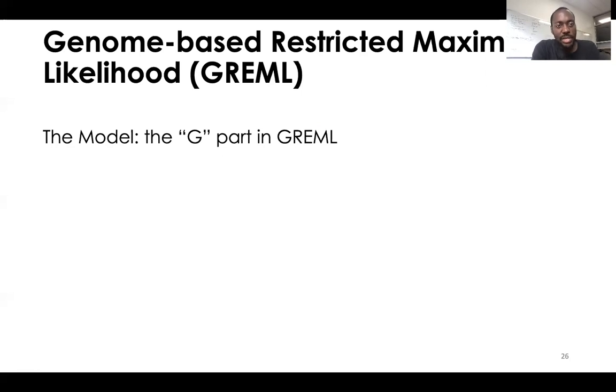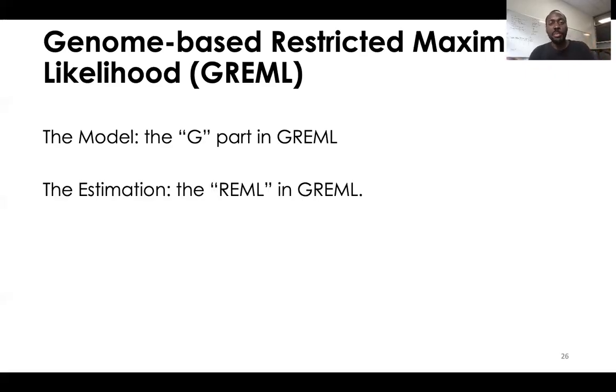I'd like now to break down GREML as a method into two parts. There is the G part, which is the genetic part, and which I will spend a bit more time explaining. And there is the REML part, which is the estimation part, which is more general. Restricted maximum likelihood, or REML, is a class of estimators that exists outside genetics. You can find it in the statistics literature, in social science.